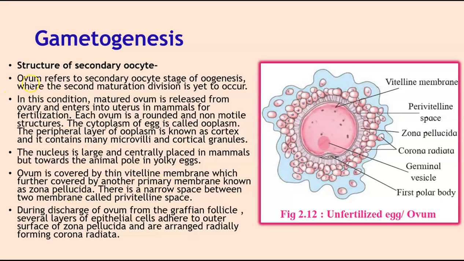Ovum is covered by a thin vitelline membrane, which is further covered by another primary membrane known as zona pellucida. So here you have your vitelline membrane. There is a narrow space between the two membranes called the previtelline space. During discharge of the ovum from the Graafian follicle, several layers of epithelial cells adhere to the outer surface of the zona pellucida and are arranged radially, forming the corona radiata. So this is your corona radiata here. So this is how the unfertilized egg or the ovum looks.